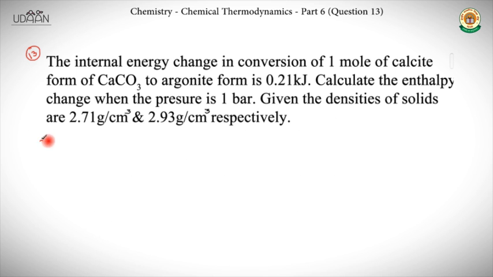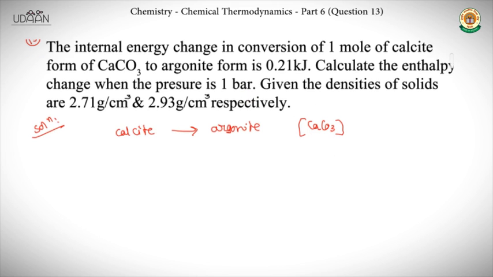So again in this question also it involves some phase change, right? From calcium carbonate calcite form to aragonite form. Basically there are two structural forms of CaCO3, and we are not concerned about how it actually is. Here our task is to find the enthalpy change when pressure is 1 bar. So they gave the densities of the two forms.